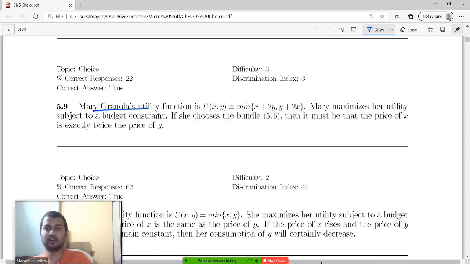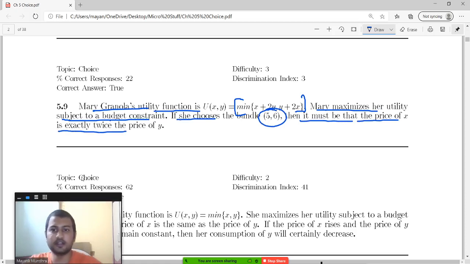Okay, Marie Granola's utility function is min of this. Marie maximizes her utility subject to a budget constraint. If she chooses the bundle 5, 6, then it must be that the price of X is exactly twice the price of Y. Okay, she chooses the bundle 5, 6, min of X plus 2Y and Y plus 2X.